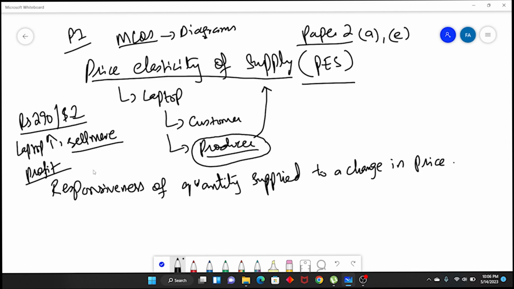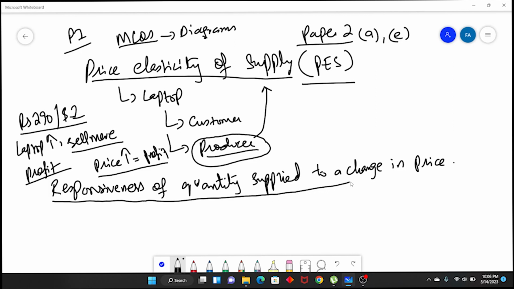So when you're selling more, what happens in the end? The price needs to be increased. When the price increases, the producer's profit increases, and this gives a motivation to the producer to supply more. So this is what the concept of price elasticity of supply is saying, the responsiveness of quantity supplied to a change in price, that is, how your quantity supplied is responding to a change in price.